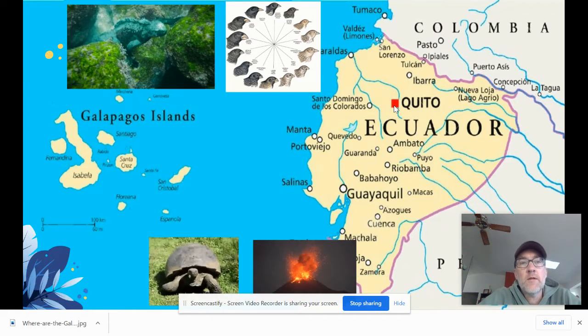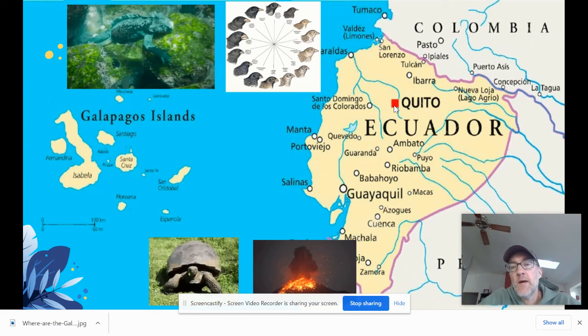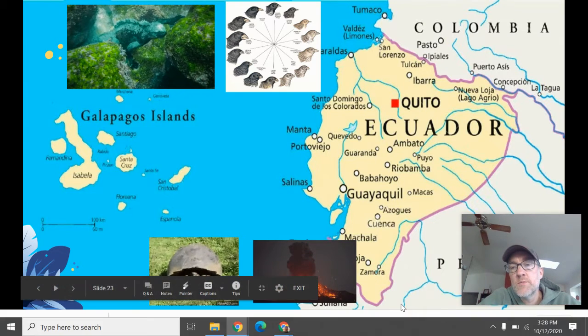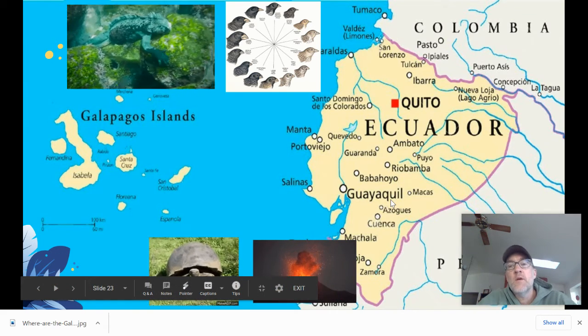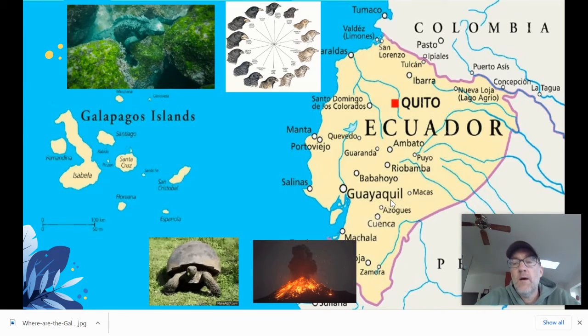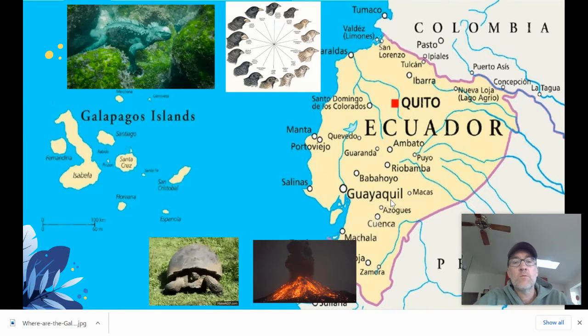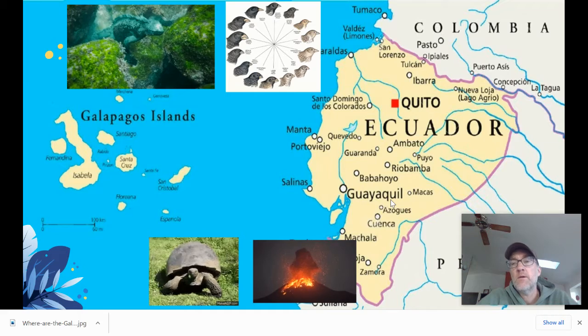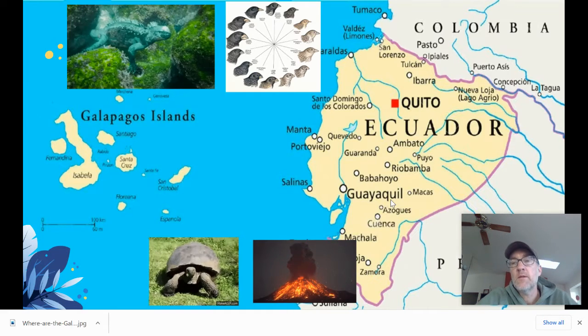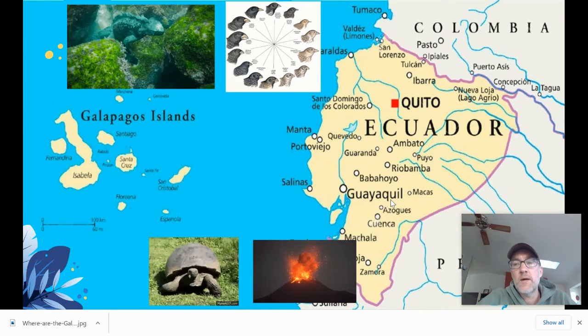But before we get started, I was recently asked in one of my Zoom sessions with other teachers, if I could go anywhere in the United States or in the world, where would I want to go and show pictures? And I immediately thought of the Galapagos Islands.